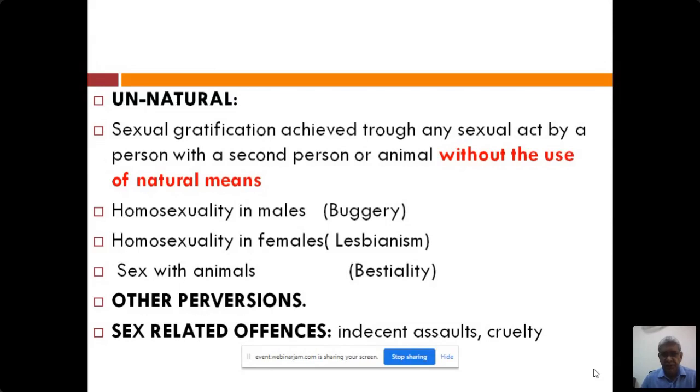In addition to the practical activity of sexual intercourse with the male or the females, forming the unnatural sexual offenses, there are some other perversions. In these perversions, there is no sexual activity, but there is sexual gratification by using different means, which will be described in the coming time. In addition to these, there are some sex related offenses which are very serious and cognizable nowadays in the form of indecent assaults like harassment or cruelty.